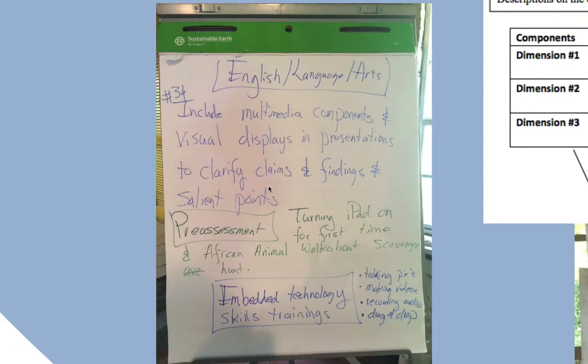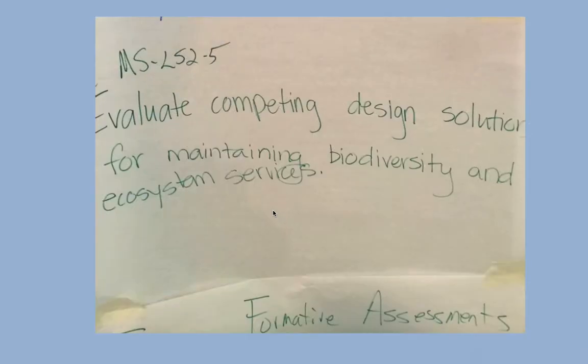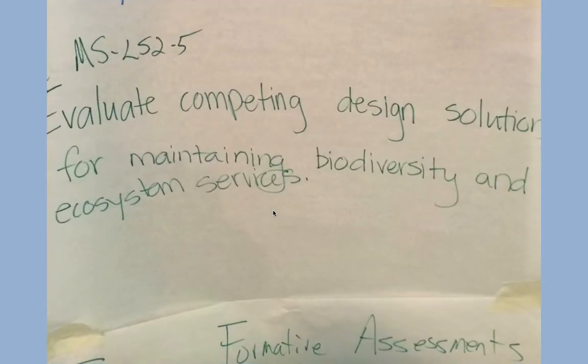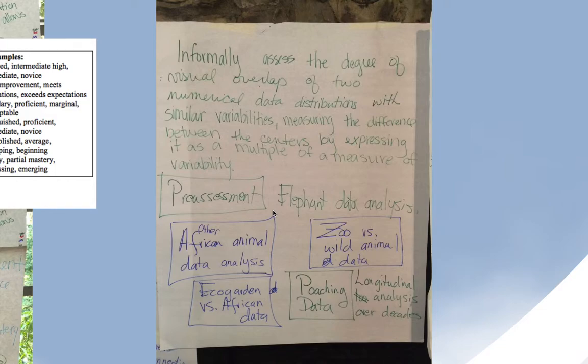Same for English language arts. There's the standard again. We would describe for the presentations what does level 1, 2, 3, 4 look like. Same for our science standards, 1, 2, 3, 4, what does it look like in the presentations? And same for our math standard, 1, 2, 3, 4. So what would we want them to do with data in the actual presentation?